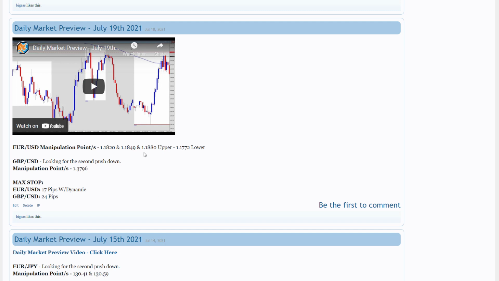We had a couple setups on the day, one small loser, one small winner, and that was both on the euro. But to begin with, we had a long on the euro from 17.72, so that was our one lower manipulation point in the day. And then we had a short setup from 18.20. So the market rallied, came into our first upper manipulation point. First lower, only lower that is, and then our first upper manipulation point. So remember those, 17.72, 18.20.